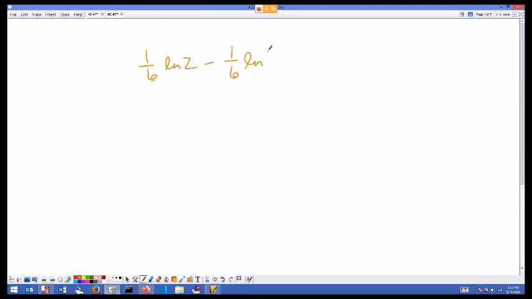If you really want to simplify it further, this is 1/6 natural log of 2 over 4, or 1/6 natural log of a half. You could write it as negative 1/6 ln 2. Any of those would be fine.